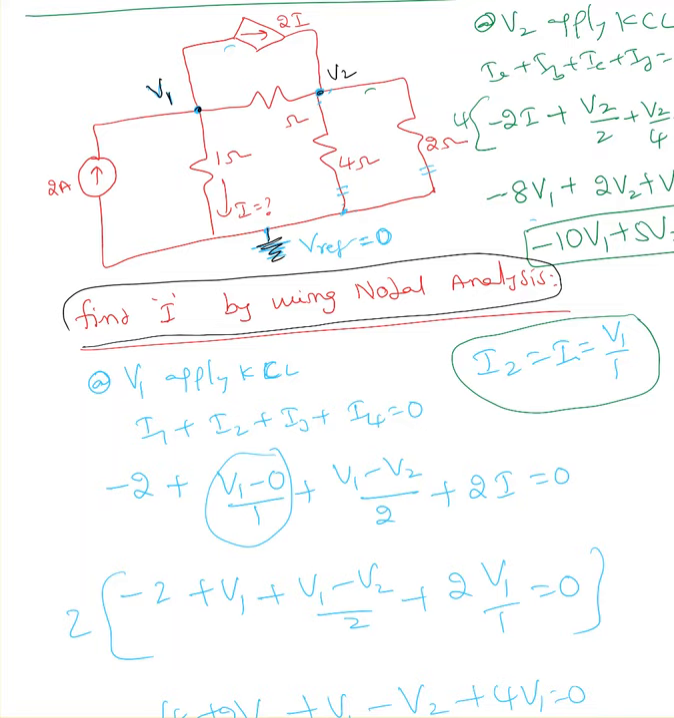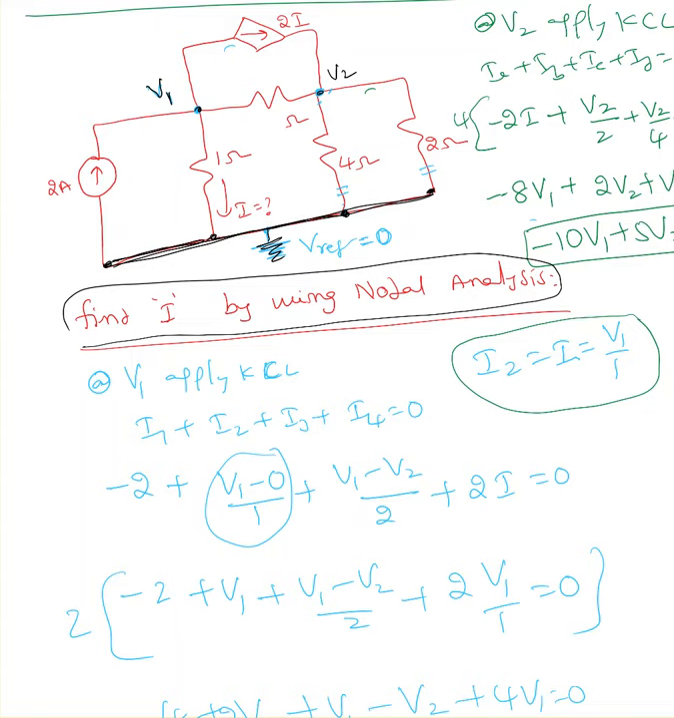Okay, as I mentioned in the previous videos, this node, this node, this node, everything is the same because there is no element here. So all these nodes are together as a single node. We will consider that as a single node.